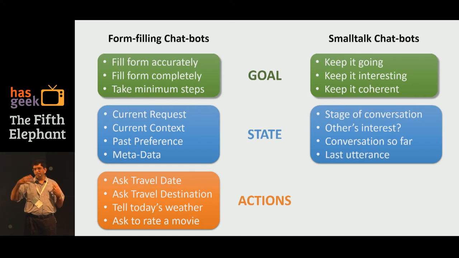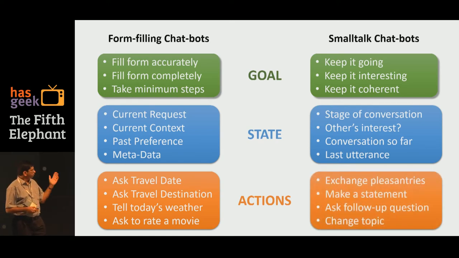I'm saying something, and this is what we do in human conversation a lot. We try to gauge the interest of the other person and see if we need to change the subject and things like that. Where has the conversation been so far? What all have we talked about? So we don't talk about the same things again and again, right? And like you said, what is the last utterance? And based on that, I want to make the next utterance. Okay? And again, the actions could be many. So you can say, hey, I could exchange pleasantries, hello, hi, bye. I can make a statement, the weather is great today.